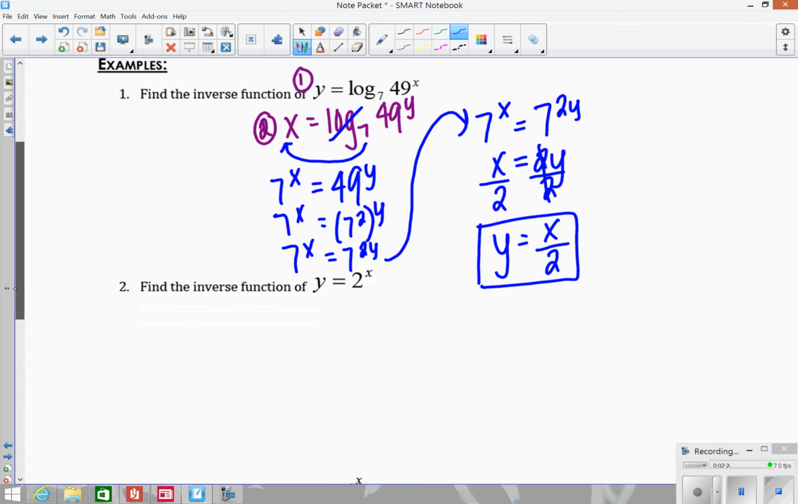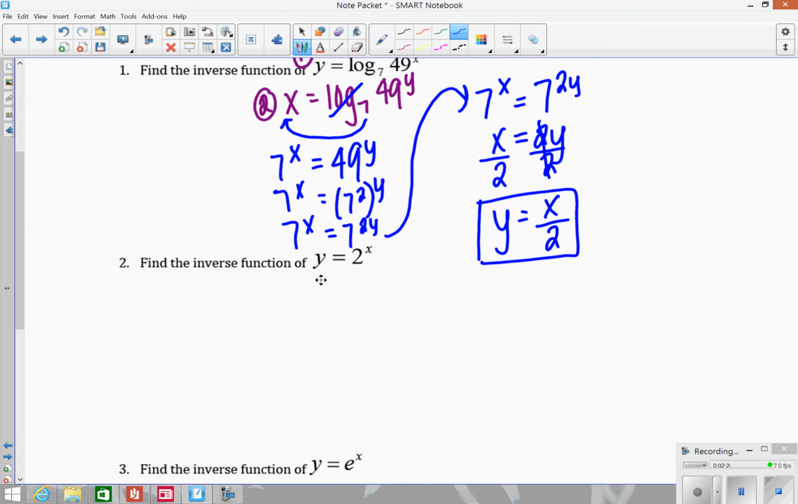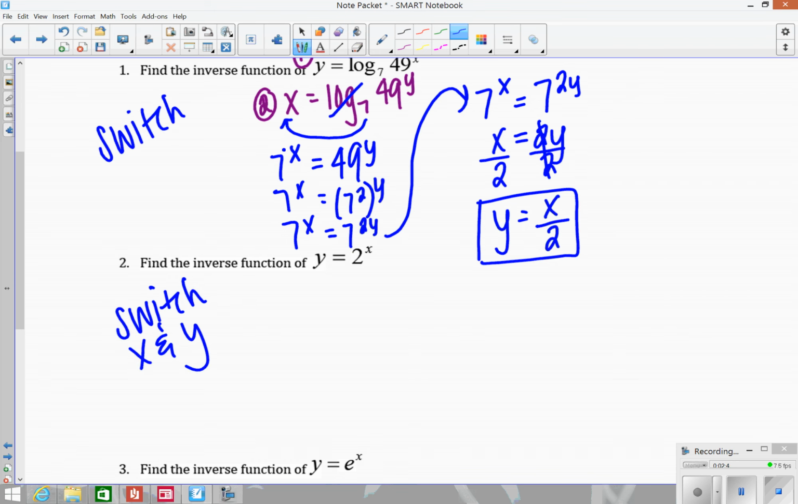Then for the next one here, we're going to go through the same process. The first step is to set it equal to y. The second step is to switch x and y. We're always going to switch x and y, just like up here, and solve for y. So I'm going to switch this: x equals 2 to the y. And now I need to solve this for y.